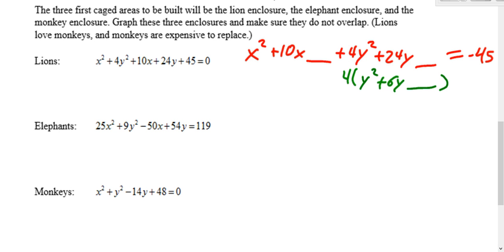So since there's no number in front of the x squared and there was a 4 in front of the y squared, that means that this is an ellipse because I've got different numbers. It's good to know so we can graph it correctly.